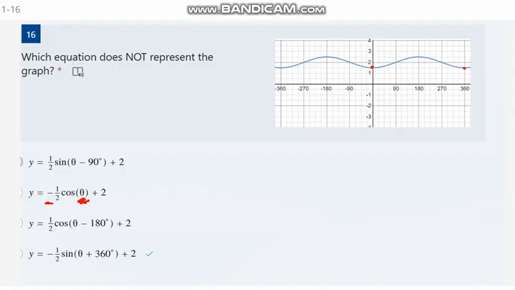Let's see. The midline is 2, so everything has to have plus 2. That's the case. There's nothing you can get rid of from that. 그리고 지금 that's the vertical shift. 그리고 그다음에 amplitude. Midline is 2, and then from midline to the lowest or the highest is a half. So everything has to have a half for the amplitude. 그지? 그러면 다 맞네.